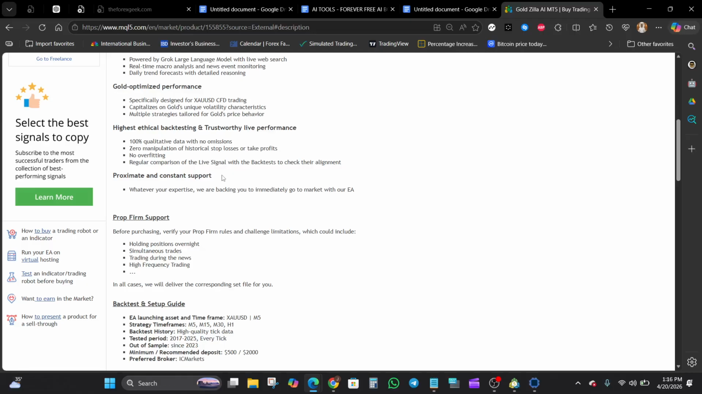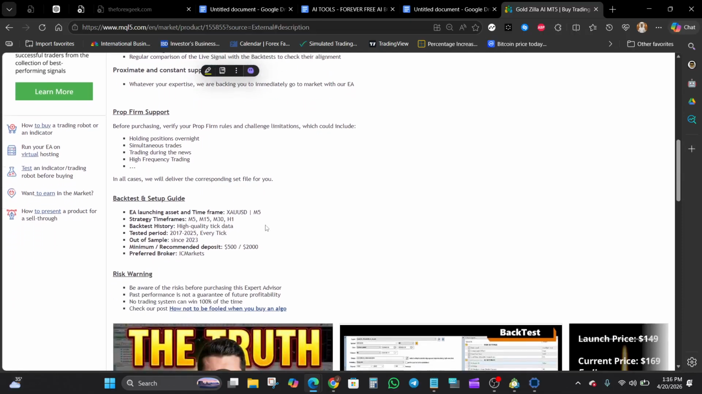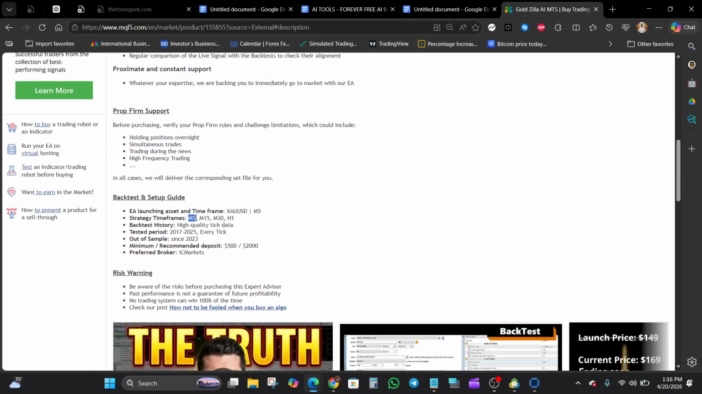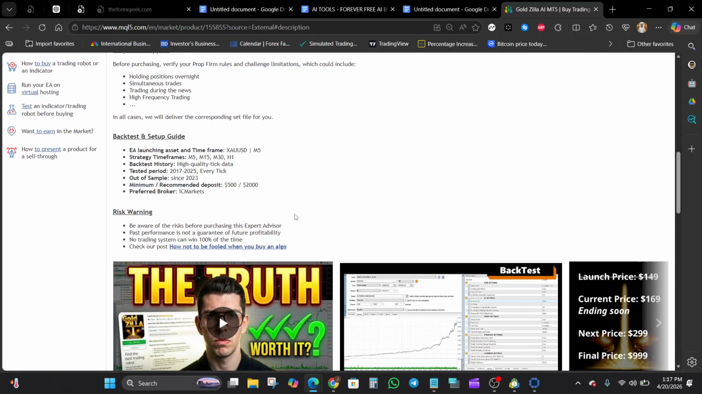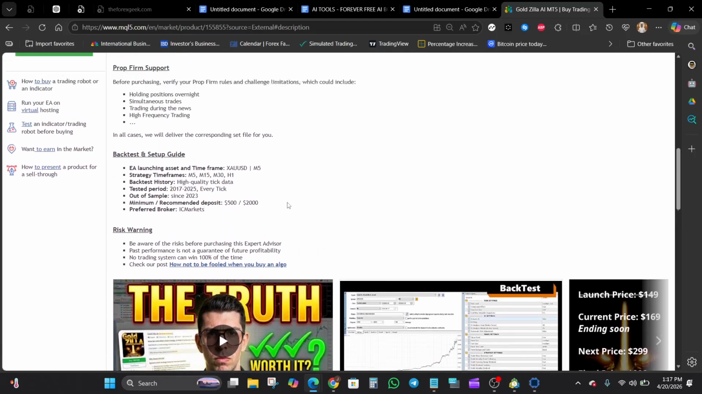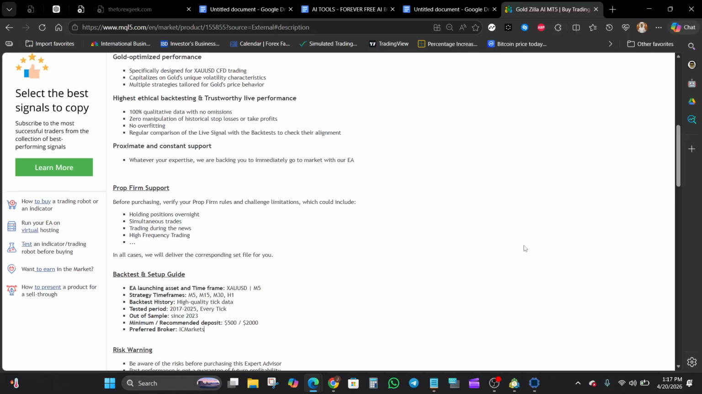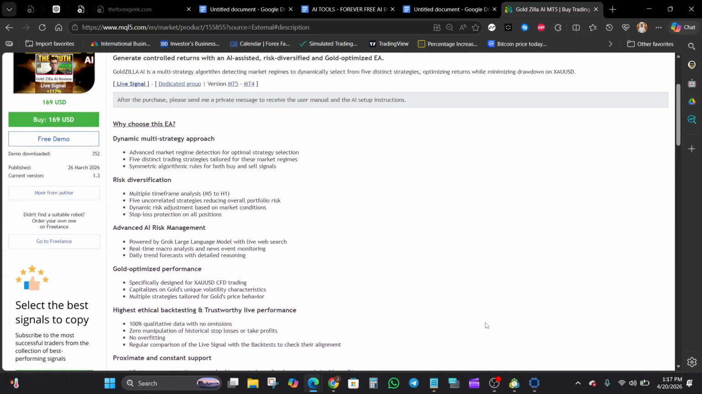In terms of setup, we can see that this EA is designed specifically for XAUUSD CFD trading. Talking about the time frames, it is designed for the M5, the M15, the M30, and the H1 time frames. From a structural standpoint, what we can see here seems to make sense. So we are just going to go into the strategy tester right now.